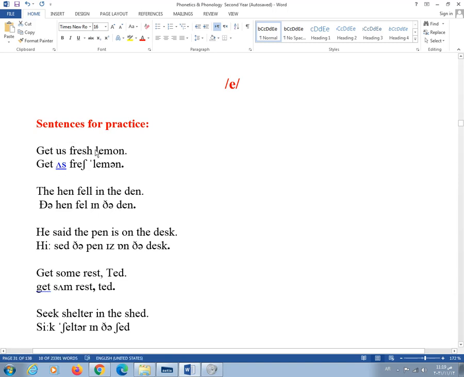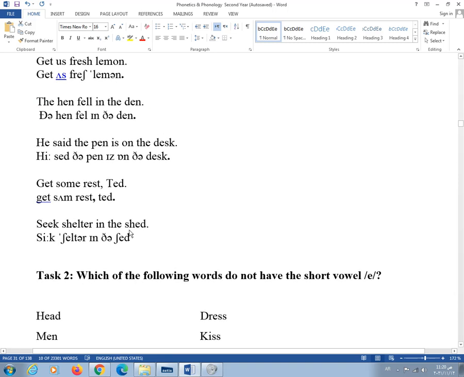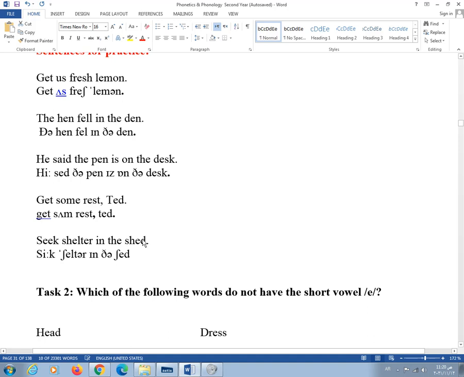Okay. The hen fell in the den. He said the pen is on the desk. Get some rest, Ted. Seek shelter in the shed, not shit. Okay. So please try to say this sound this way. Open your mouth a little bit, because it's not closed as in /i/. It's /e/.